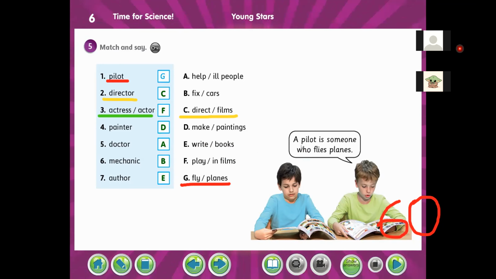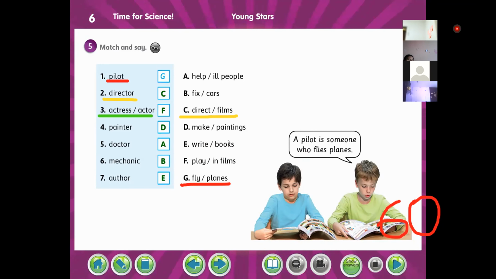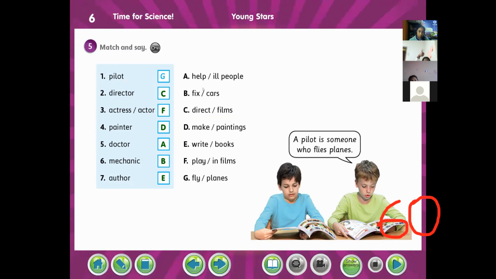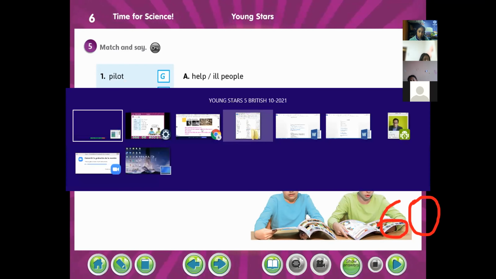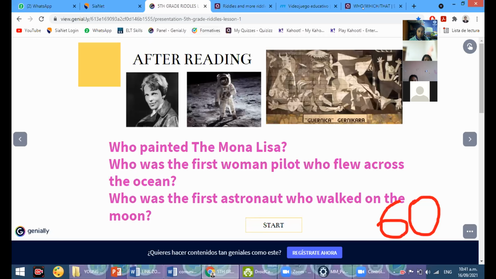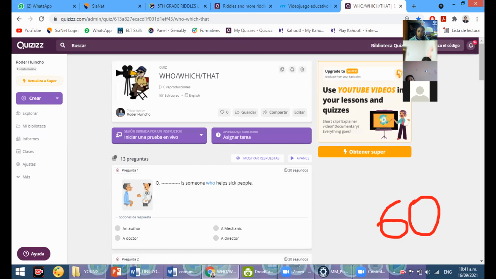Okay, my friends, now let's play with the grammar, okay? Because then we are going to create your riddles. Did you finish this part? Yes? Danny, did you finish? Yes, teacher. Nicolas, did you finish? Yes, teacher. Kiara, did you finish? Okay, my friends, good. Let's play with this grammar: who is for people, which for animals, and that for objects. Remember these three. Let's make a revision of that.